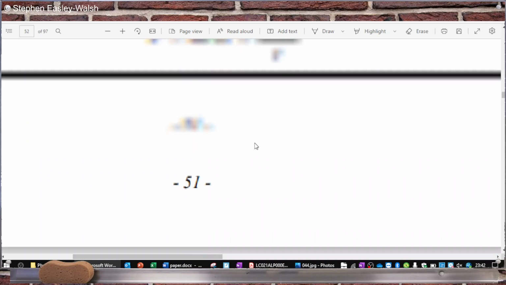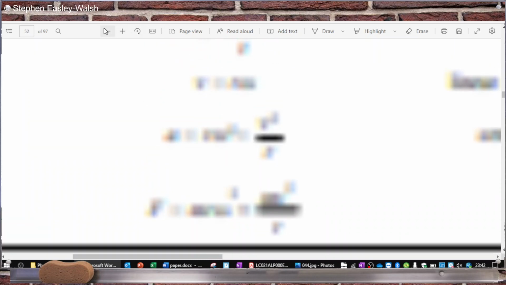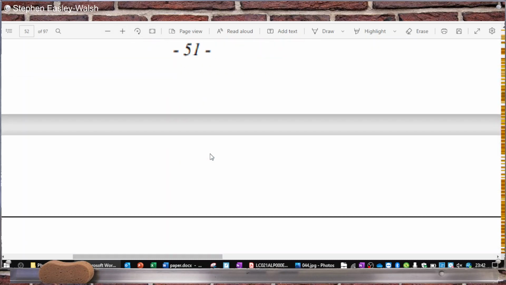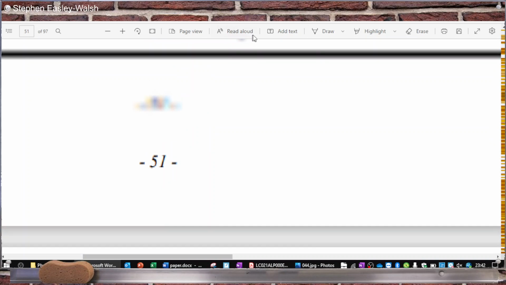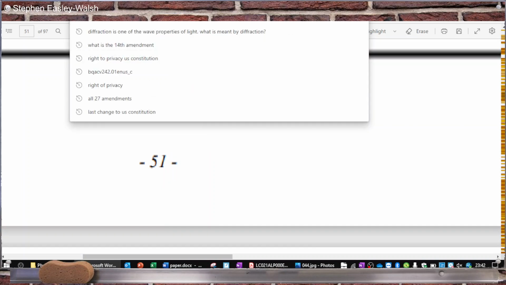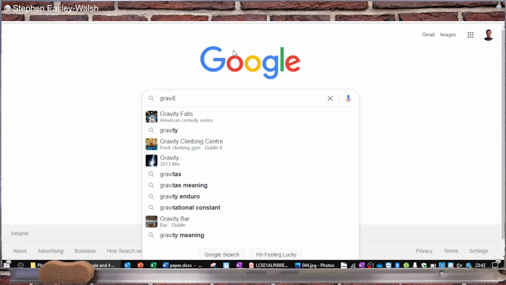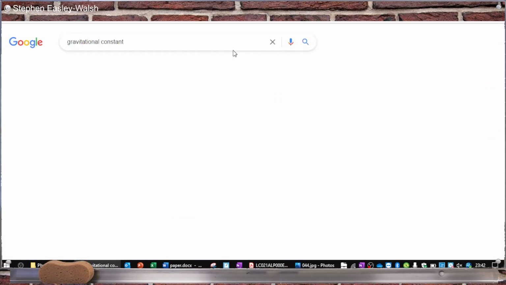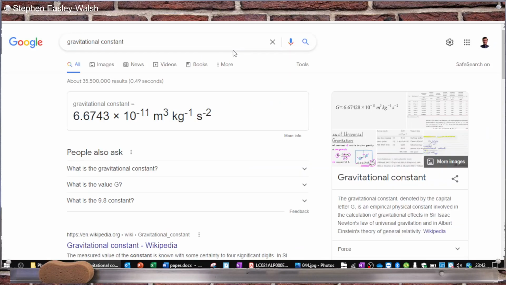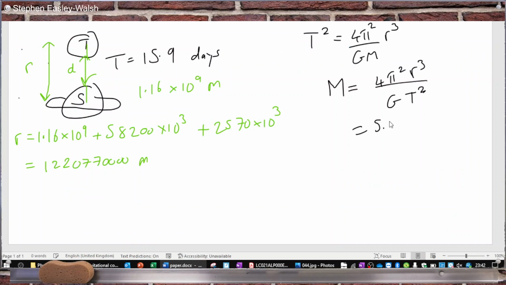Not zoom out. Oh dear. Let's just look up the gravitational constant. 6.6743. Okay, 6.6743. Right, so that is 5.70 times 10 to the 26 kilograms.